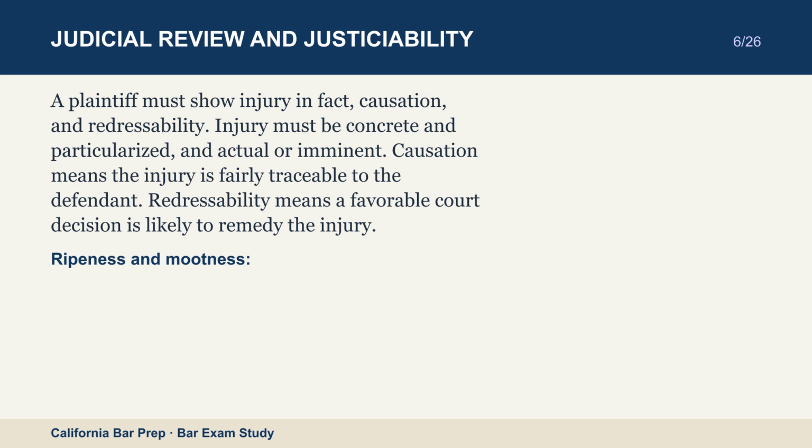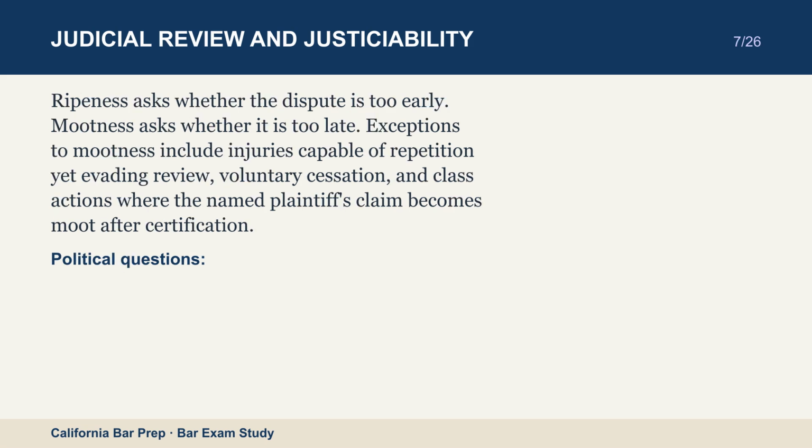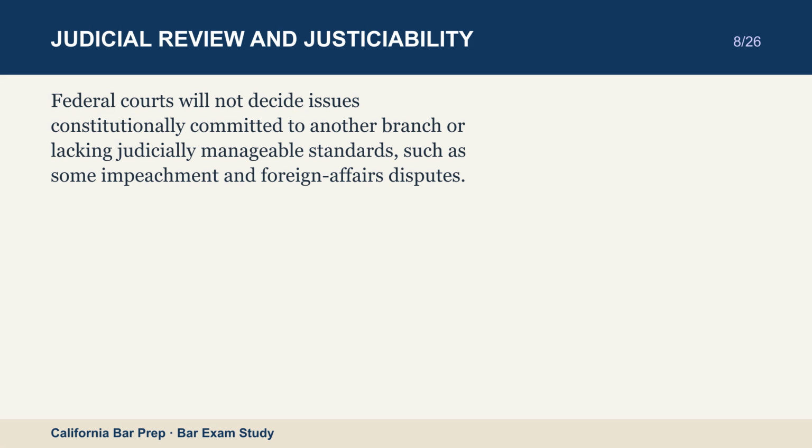Ripeness and mootness. Ripeness asks whether the dispute is too early. Mootness asks whether it is too late. Exceptions to mootness include injuries capable of repetition yet evading review, voluntary cessation, and class actions where the named plaintiff's claim becomes moot after certification. Political questions. Federal courts will not decide issues constitutionally committed to another branch or lacking judicially manageable standards, such as some impeachment and foreign affairs disputes.